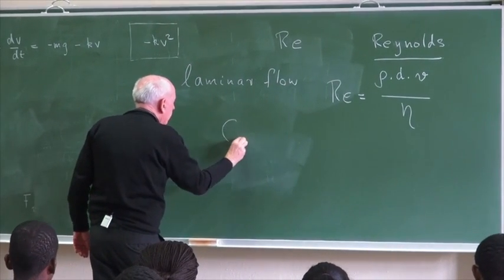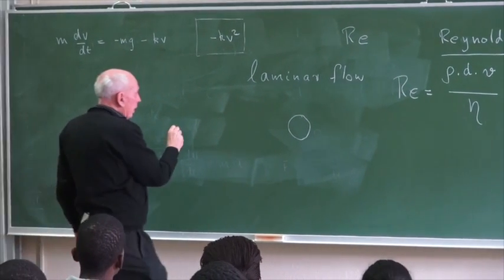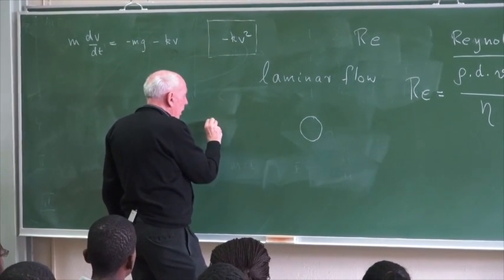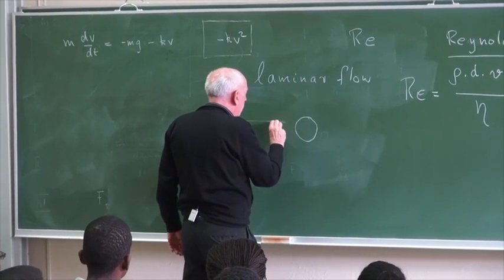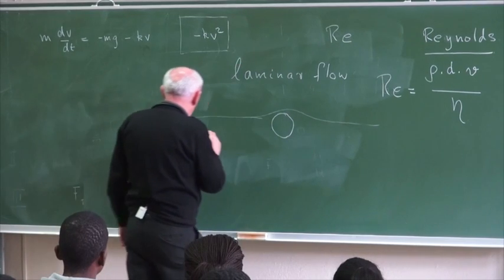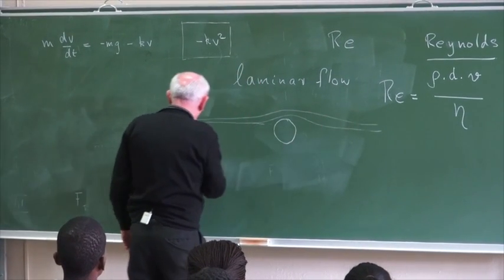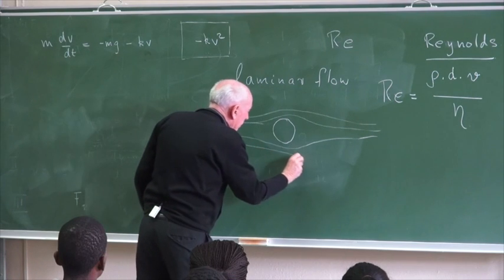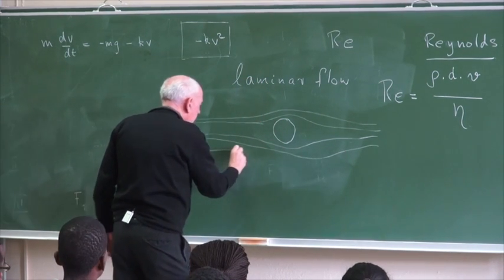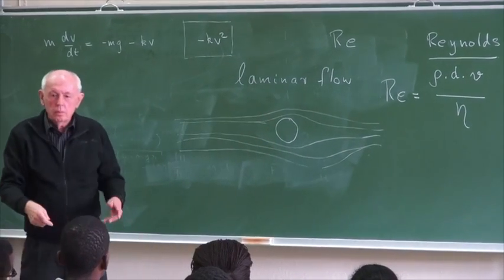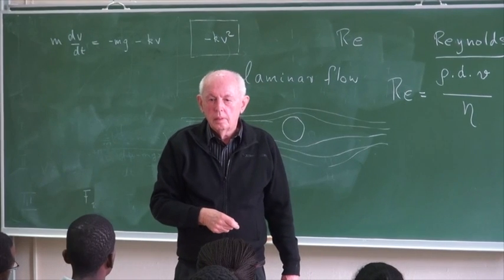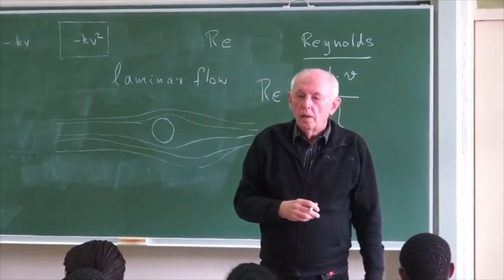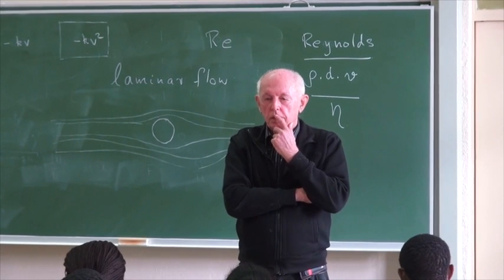So if you have an object here, and you have air passing by, or water passing by, or anything passing by, if the velocity is small and the object is not too big, then you get these lines. You can actually do an experiment in water here, when the Reynolds number is small.